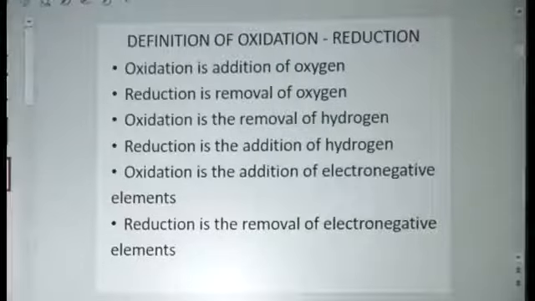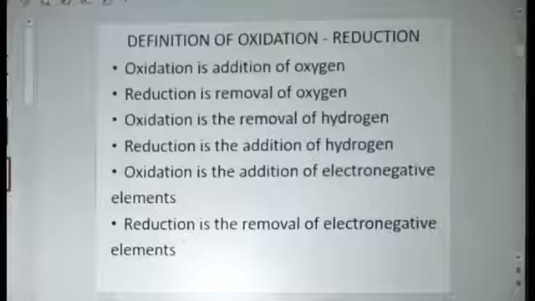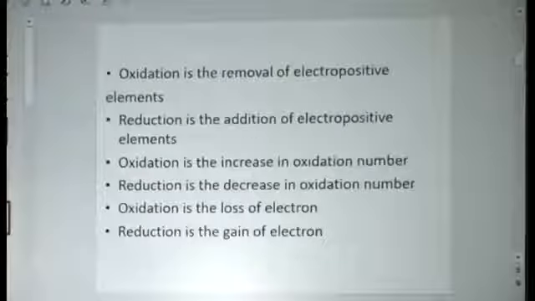But the most important of all these definitions is in terms of loss of electron, that is electron transfer. Then we can define oxidation reduction in terms of loss of electron. Then we can say oxidation is a process that involves loss of electron, while reduction is a process that involves gain of electron. I will give a reaction to support all the definitions.